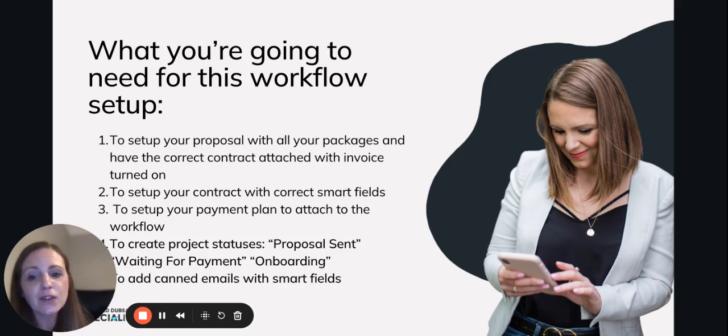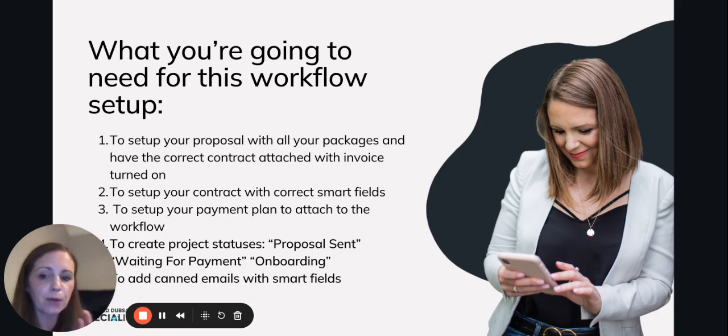You're going to need for this workflow setup. You're going to need to set up your proposal with all of your packages in the proposal, and we need to have the correct contract attached with the invoice turned on. Also to have the expiry turned on to that proposal as well. And we're going to set up your contract with smart fields, so it pulls through all of that information from your proposal into your contract. You literally do not have to touch your contract. It can just get sent out to the client and all automated.